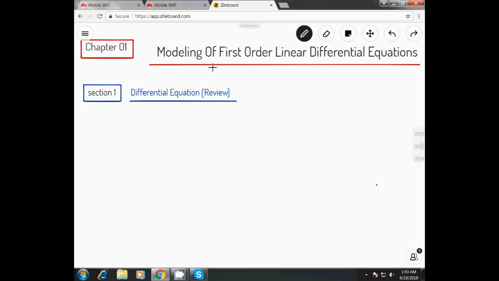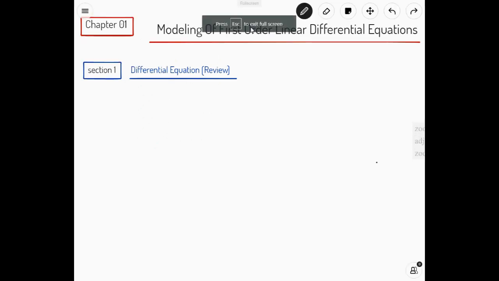So let me begin our first section, a review of differential equations. What is a differential equation? A mathematical equation that involves the derivatives of the unknown function is called the differential equation. So, a differential equation is simply an equation in which there appear the derivatives of the unknown function.